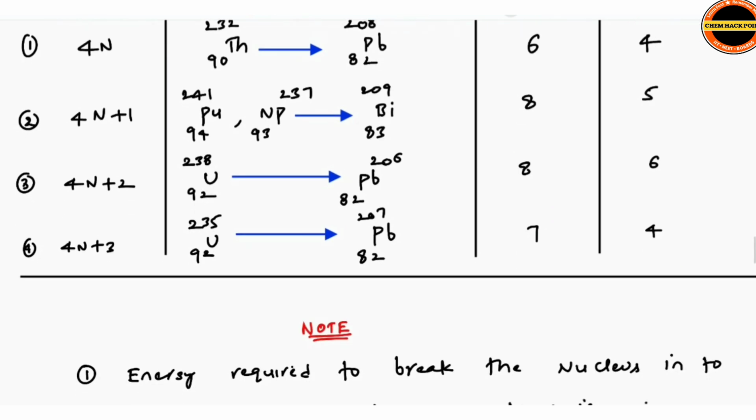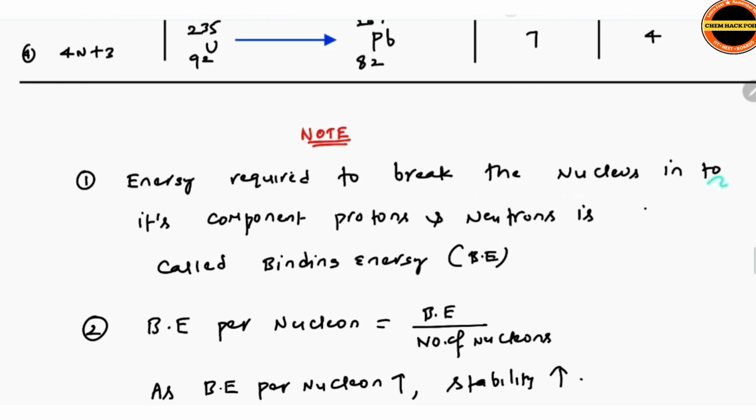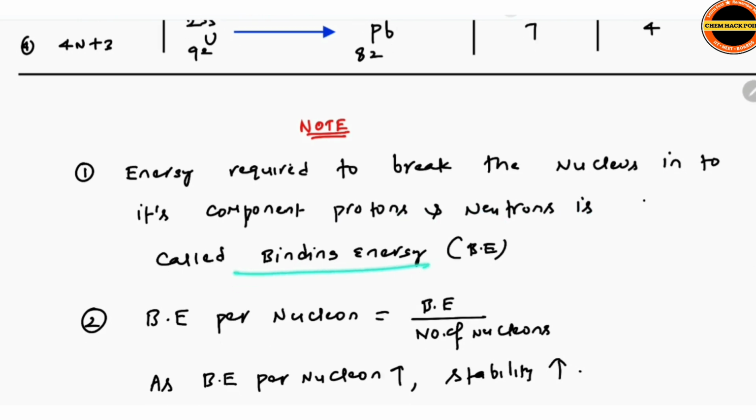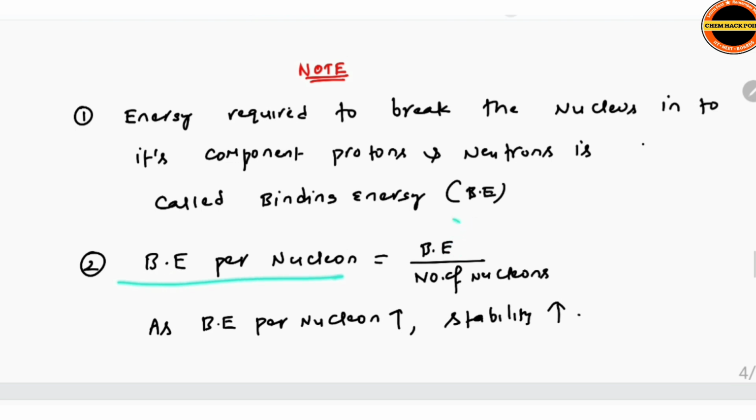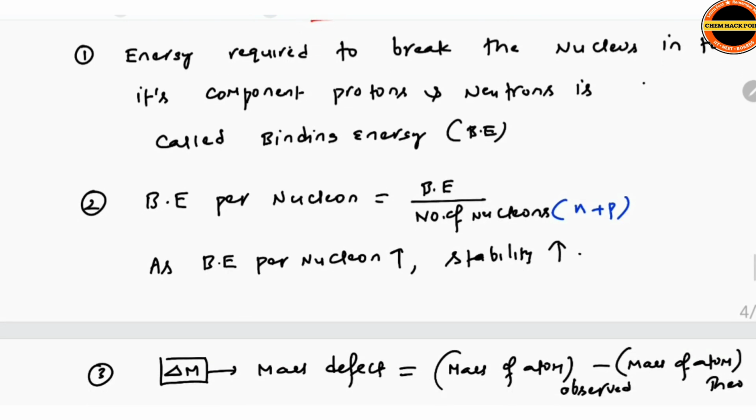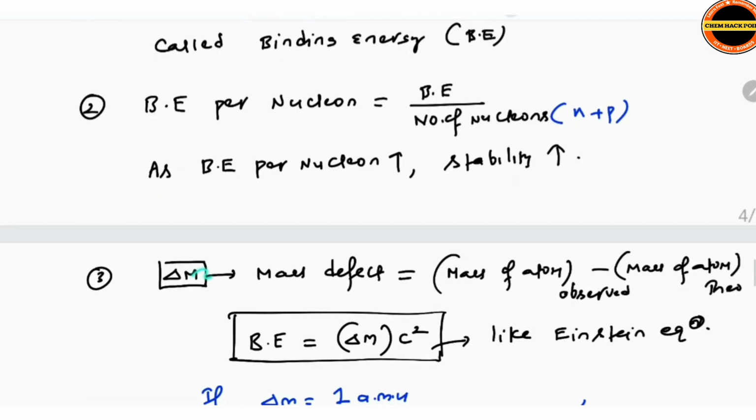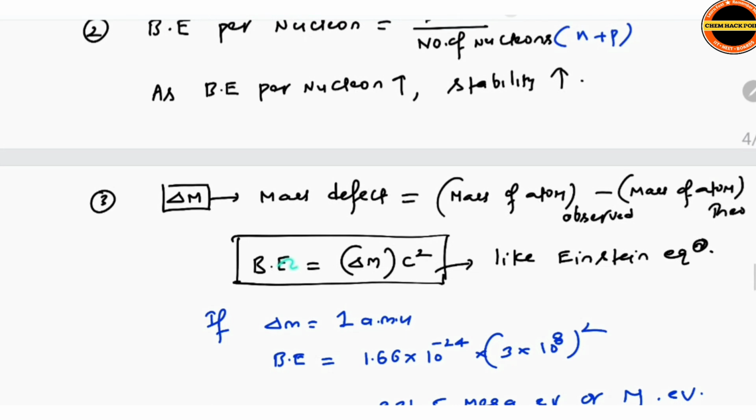Next, the energy required to break the nucleus into its component protons and neutrons is called binding energy. Binding energy per nucleon is binding energy by the number of nucleons. Nucleons is the number of protons plus neutrons, remember. As binding energy per nucleon increases, stability increases. Delta M is the mass defect, which is the mass of the atom theoretical minus the mass of the atom observed. The difference is the mass defect. Binding energy is delta M into c square, like the Einstein equation, where c is the velocity of light.